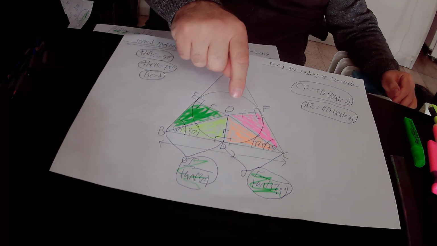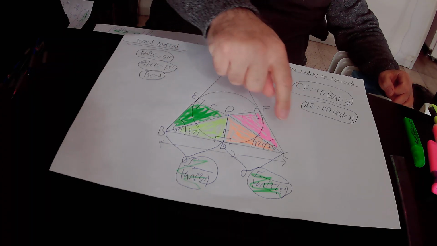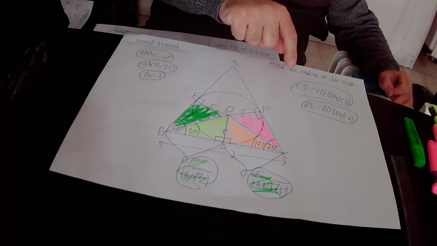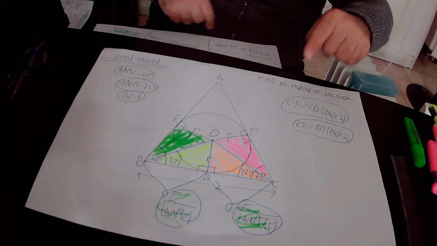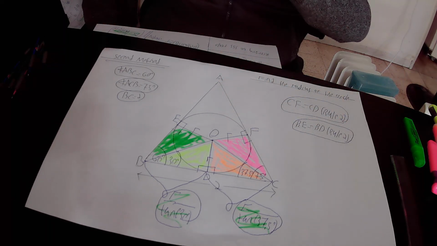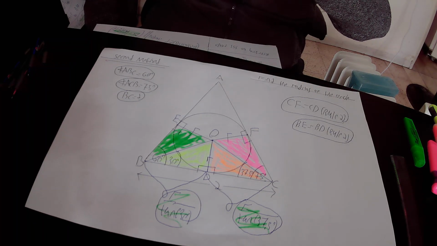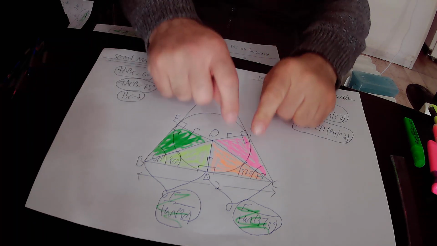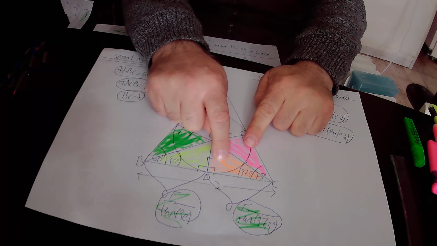OF equals OD, they are both radii of the circle, therefore they are equal to each other. CF equals CD according to rule number 2. And finally, CO is a common side that belongs to both triangles, so CO equals itself. In conclusion, those two right triangles are congruent according to the side rule.